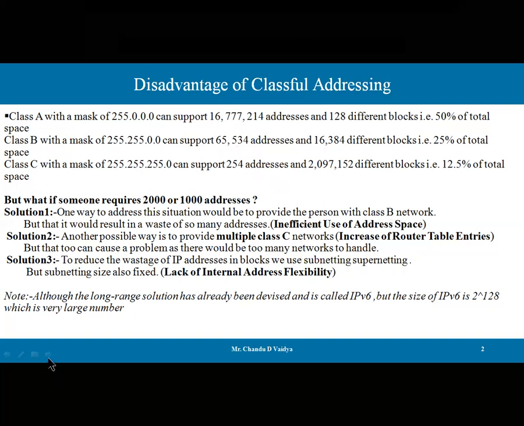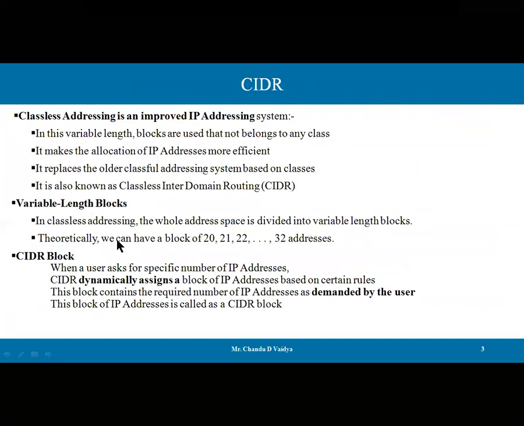So can we do better than this to solve this problem with the available addressing scheme? Yes, and the answer is CIDR notation. In the CIDR notation, the mechanism is an improved IP address system over the classful one.